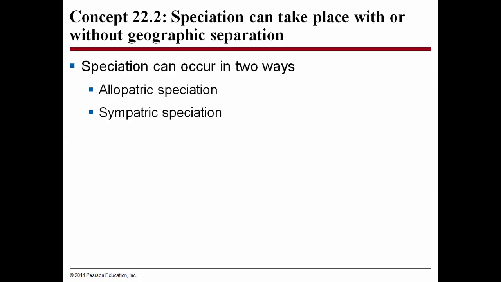Speciation can take place with or without geographic separation. Speciation occurs in two ways. There's allopatric speciation and sympatric speciation. Patria means land, and allo means different, and sym means the same. So allopatric speciation means speciation that occurs in different lands. Sympatric speciation means speciation that occurs in the same lands.